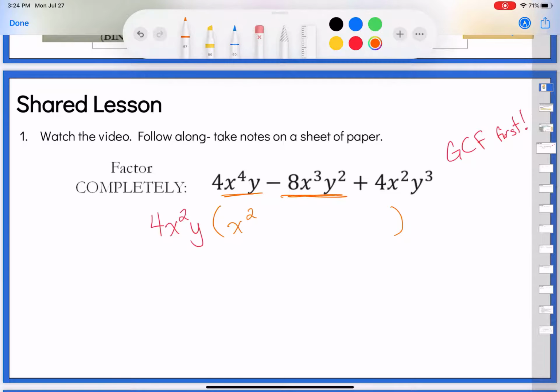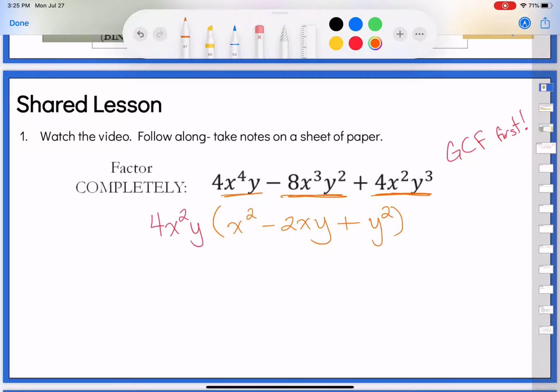How about this next term? 4x squared y times what will give me negative 8x to the third y squared. Well, 4 times negative 2 would give me negative 8. I'd need to multiply by another x and another y to give me x to the third y squared. All right, and my last term here then, 4x squared y times what will give me 4x squared y to the third. 4 is already there, x squared is already there. It looks like all I need to multiply by is a positive y squared.